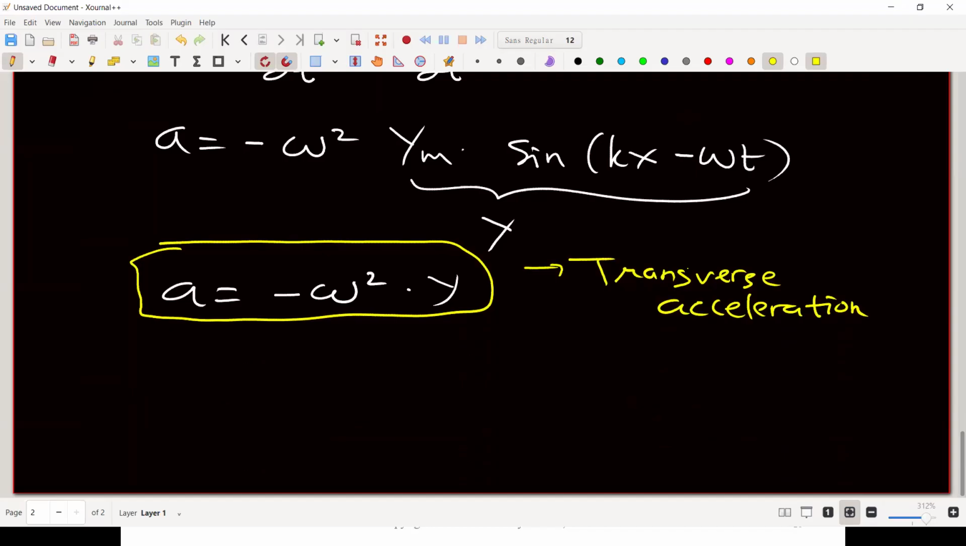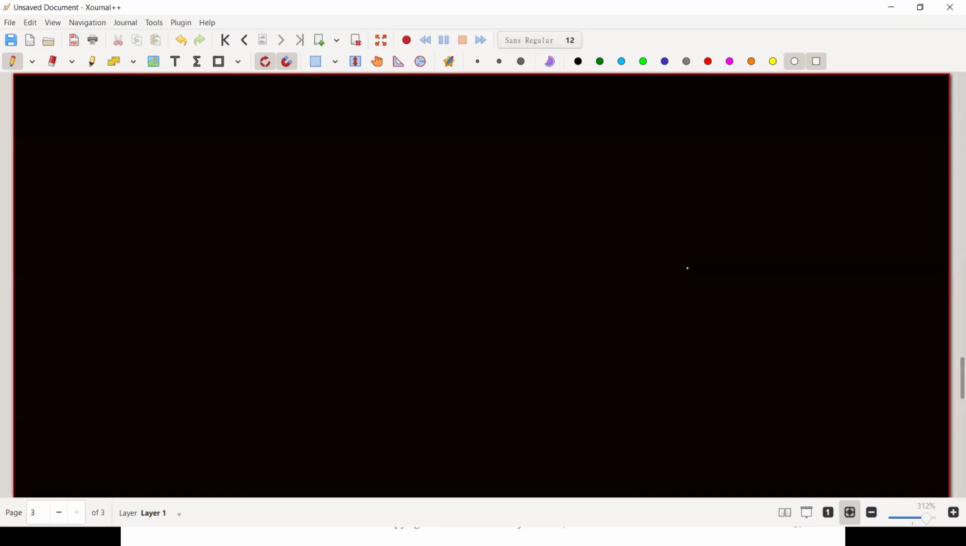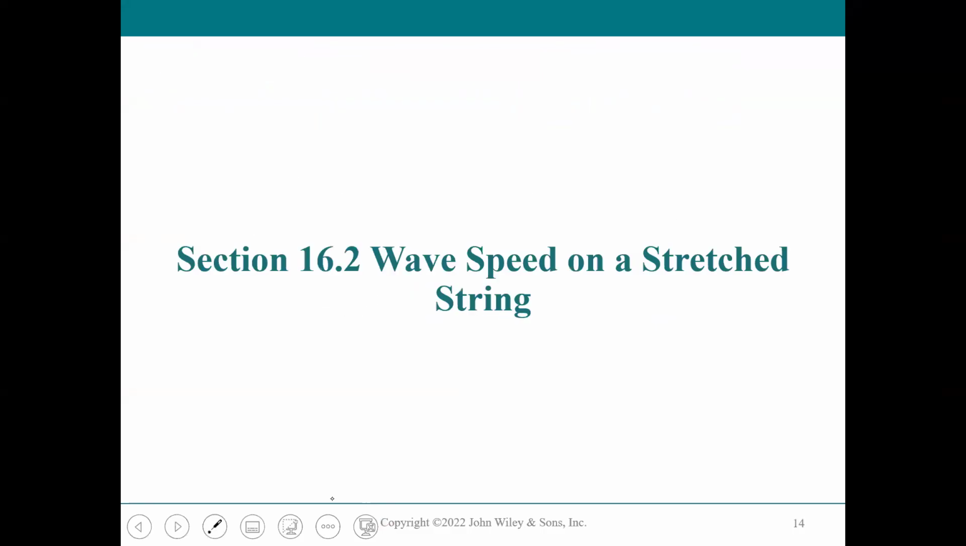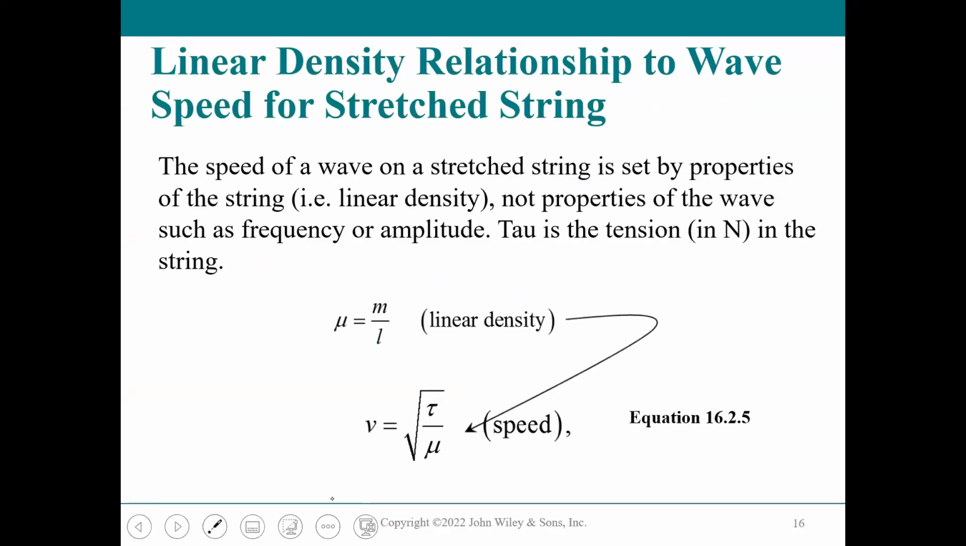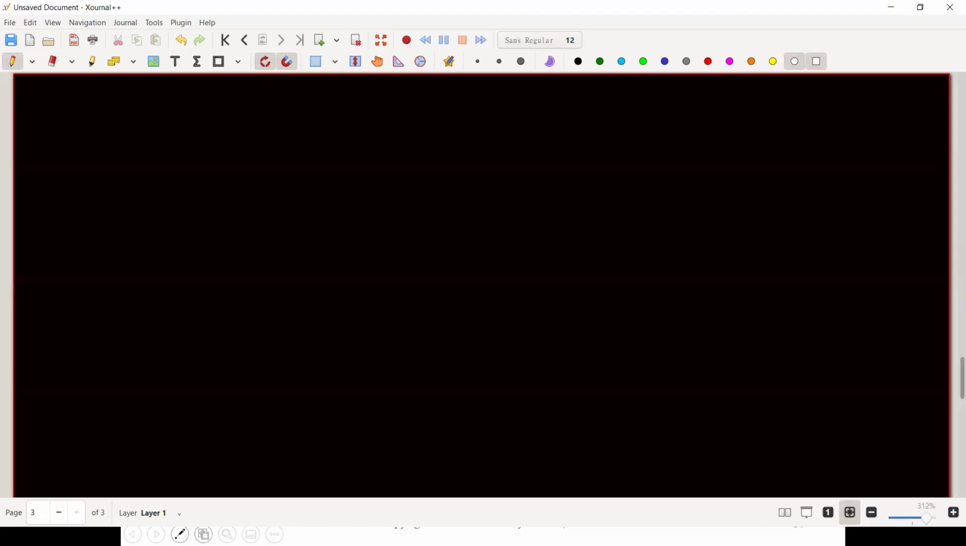Okay. And then we continue to wave speed on a straight string. Before, we have discussed this one, right? Wave speed for a straight string. How do we get this equation? This one is the wave speed on a straight string.